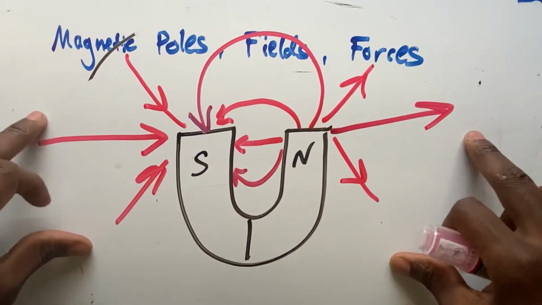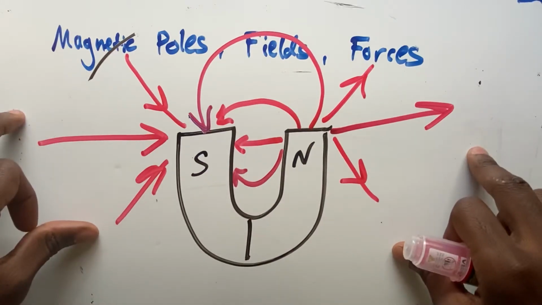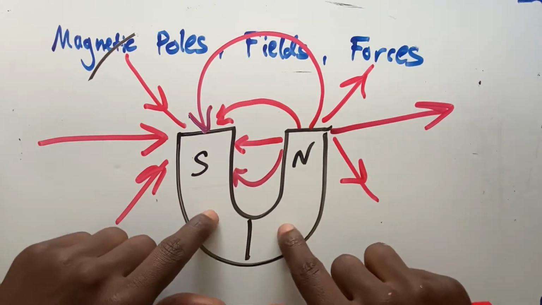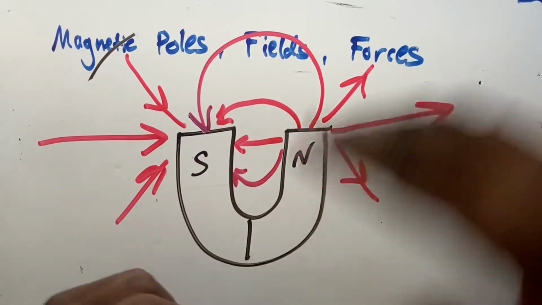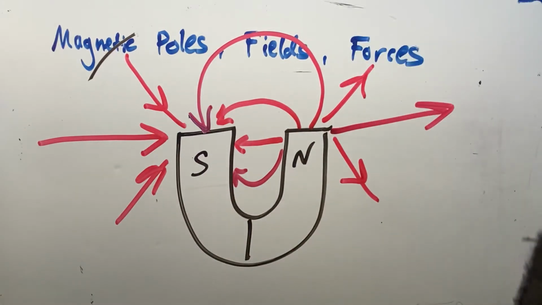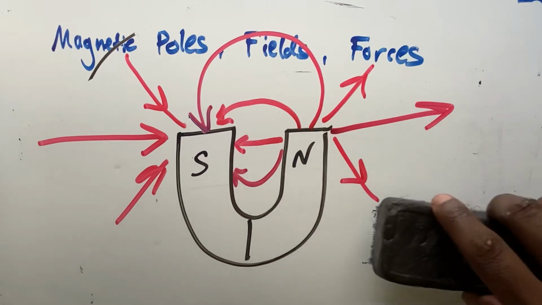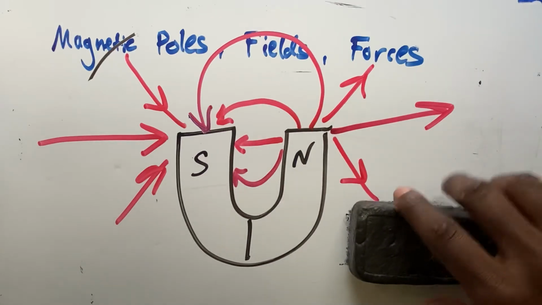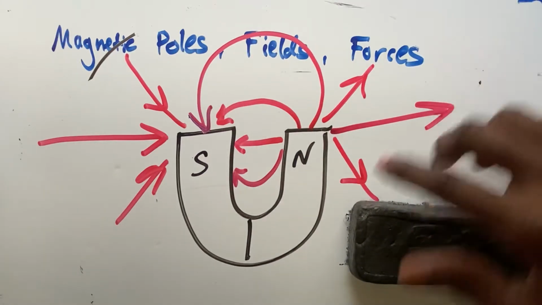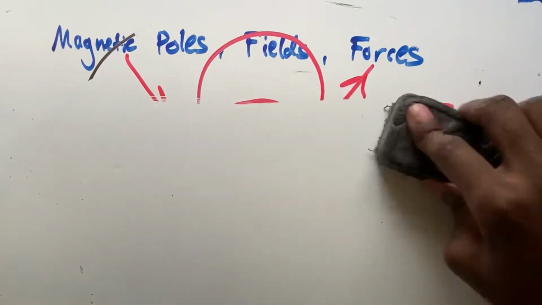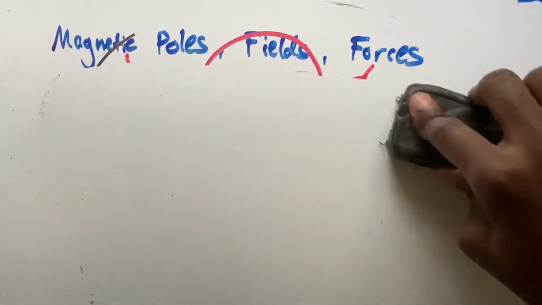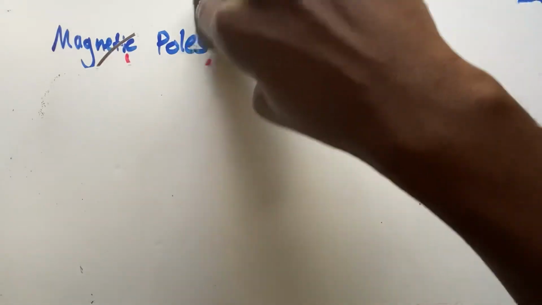So that's how you do magnetic field lines for the North and South poles. And now, let's see, magnetic forces. Well, we know two magnets will exert a force on each other, right? So I've already talked about forces a little bit.